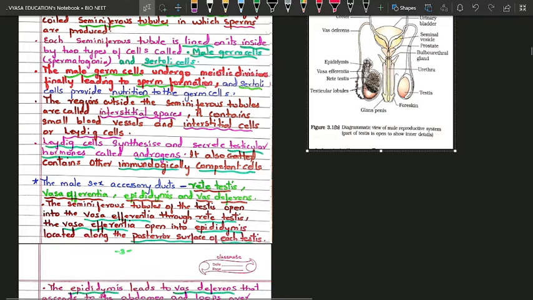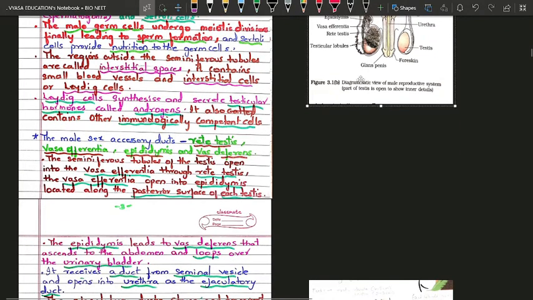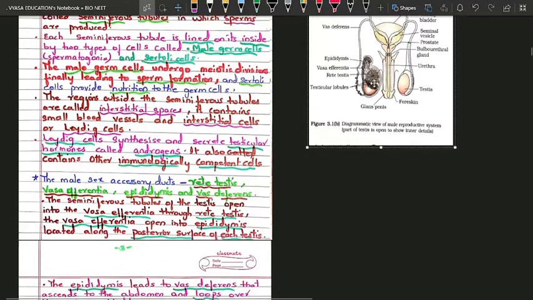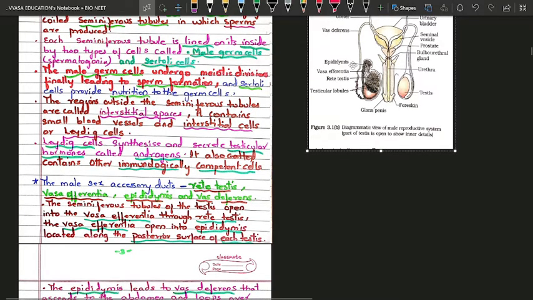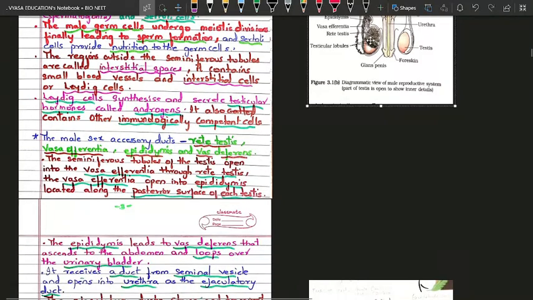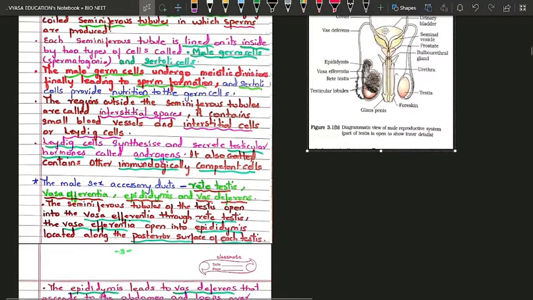Located along the posterior surface of each testis, the epididymis leads to the vas deferens that ascends to the abdomen and loops over the urinary bladder. Okay. It ascends to the abdomen. See, it is ascending to the abdomen and it loops over the urinary bladder. See, this is a urinary bladder.